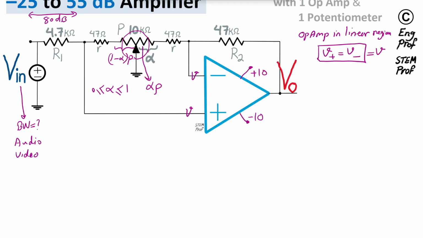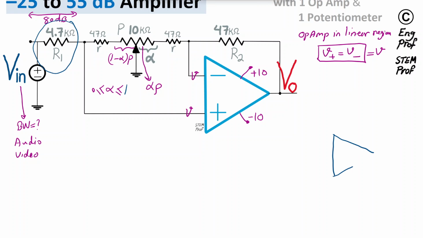Depending on the position of the wiper, we have a voltage division between R1 and the series of R and alpha P, that is connecting R to ground. So effectively this is in series with R, obviously, as we can see, and then we get to ground. So the circuit looks like this.